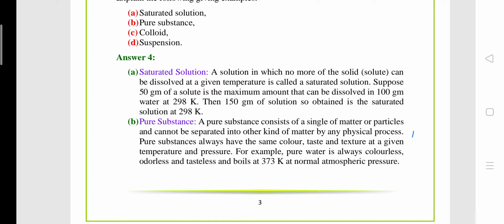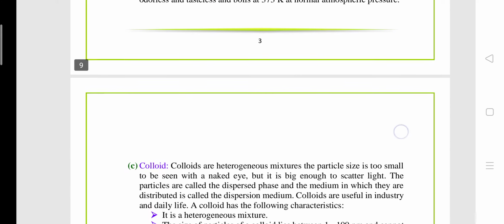Pure substances always have the same color, taste and texture at a given temperature and pressure. Let's take an example of pure water. Pure water is always colorless, odorless and tasteless, and it boils at 373 Kelvin at normal atmospheric pressure. So you can say that the properties will remain the same for a pure substance.